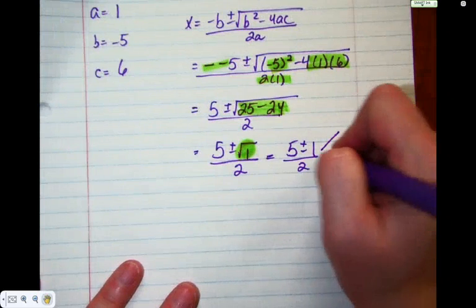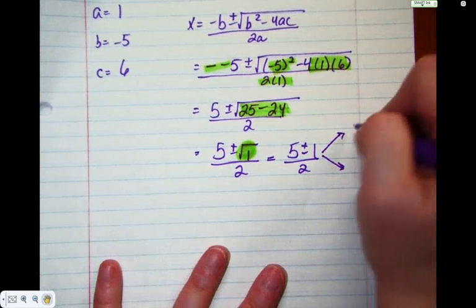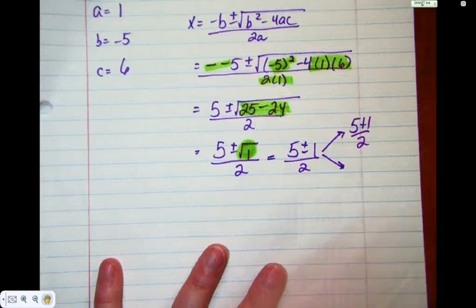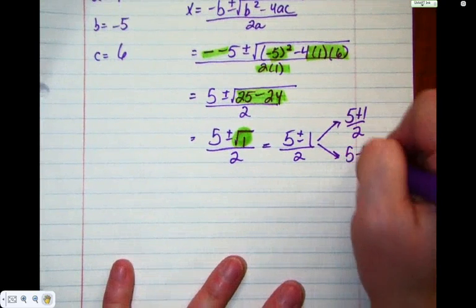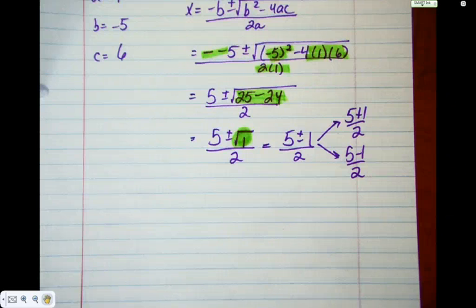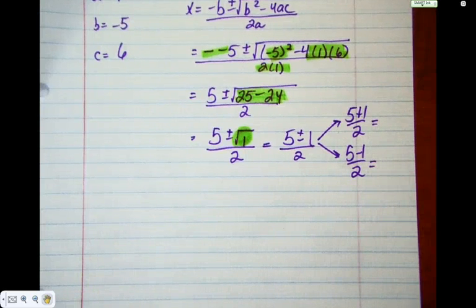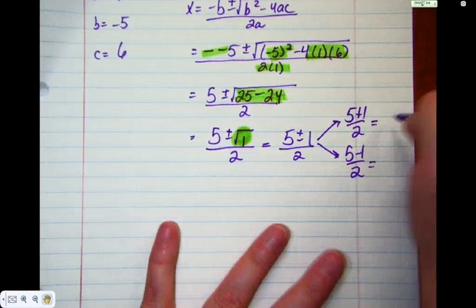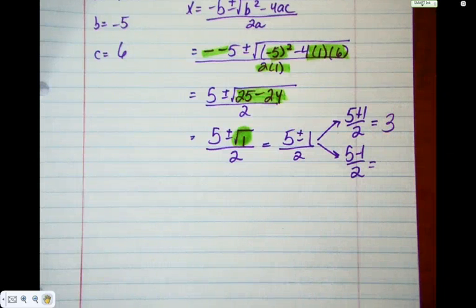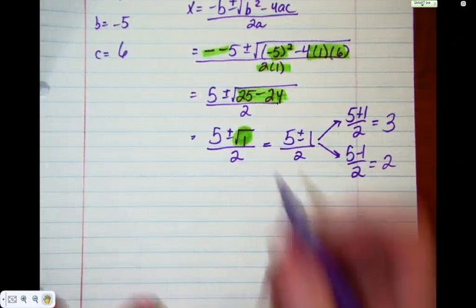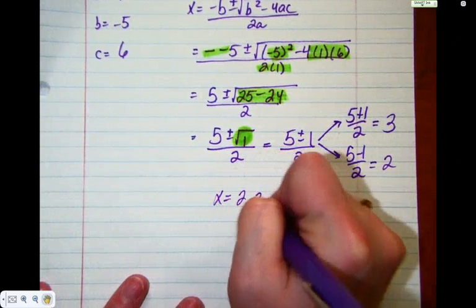And then all I'm going to do is split this just like we did yesterday. I'm going to say the first one is 5 plus 1 divided by 2, and the second root is 5 minus 1 divided by 2. So I'm just splitting that plus and minus into 2 separate answers. It's easier to get the 2 answers here, but it depends on your brain. Now I'm just going to evaluate. What's 5 plus 1? Divide by 2. What's 5 minus 1? Divide by 2. So x equals 2 and 3.